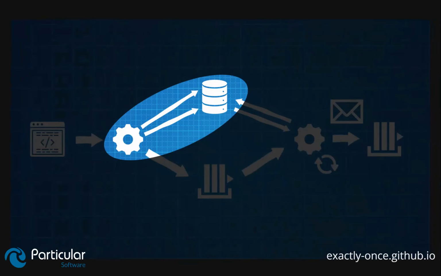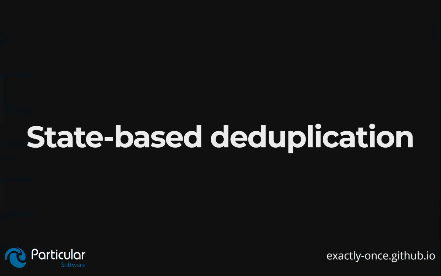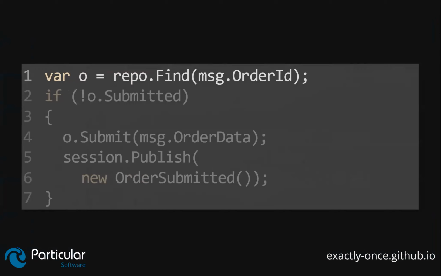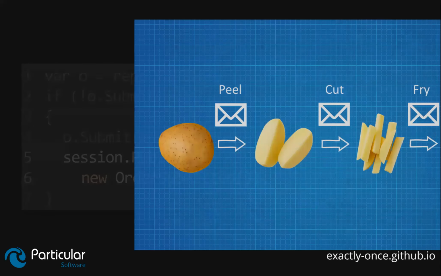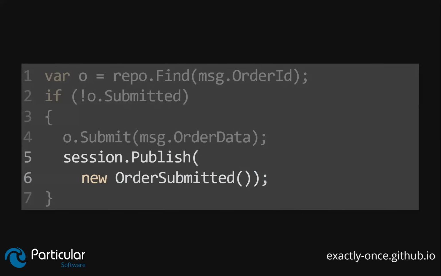And the best one I have found so far is the state-based deduplication. The name might be complex and confusing, but it's fairly simple because that state-based deduplication is usually based on a Boolean state, for which the other name is Boolean flag. So here, what happens if the user clicks submit again? We just check if the order is already submitted. We don't need a message ID here or any kind of ID because we are basing our decision on the state of the aggregate. If it's not submitted, then we submit it and publish the order submitted. And if it's already submitted, we just don't do anything.